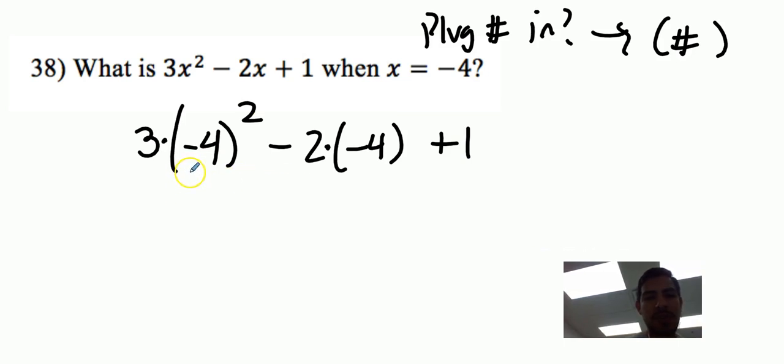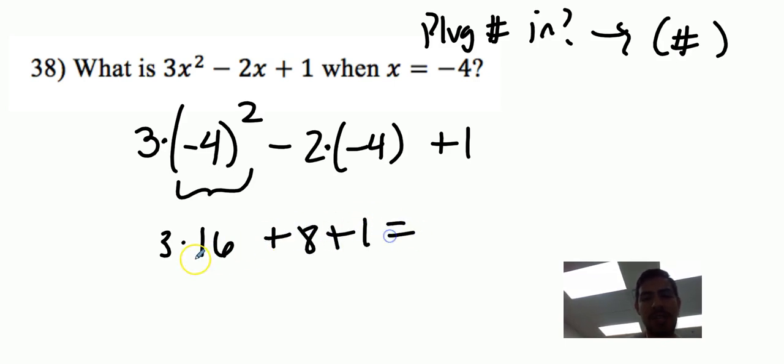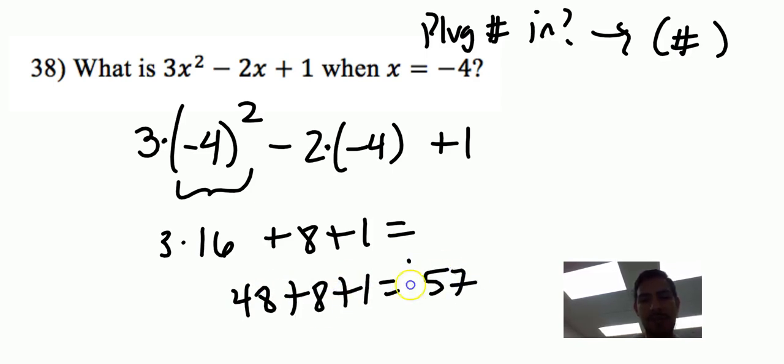Okay, let's do some order of ops here. So I need negative 4 squared. Well, because the negative is inside the parentheses and being squared, I get a positive 16 out. So 3 times 16. A negative 2 times a negative 4 is going to be a positive 8 plus 1. And I get 48 plus 8 plus 1, which I believe is 57. Next.